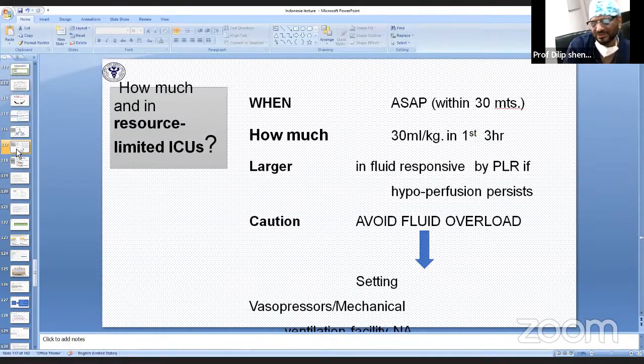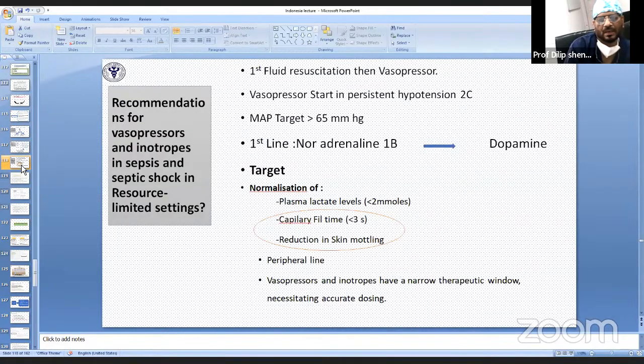When and how much? As soon as possible, within 30 minutes, 30 ml per kg in the first 3 hours. Check fluid responsiveness by PLR if hypotension persists. Avoid fluid overload. If it doesn't respond, you can start vasopressors. Vasopressors are started in persistent hypotension, MAP target 65 millimeters of mercury, first line noradrenaline, then dopamine, and target normalization of plasma lactate levels. If that is not available, these two things will always be the capillary refill time and reduction in the mottling score.